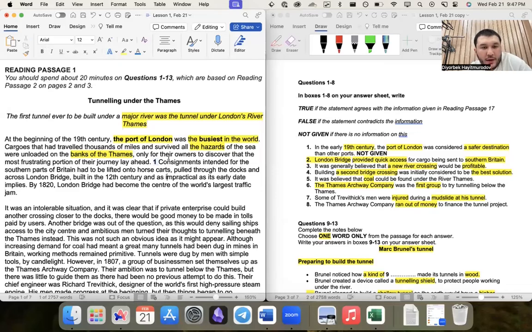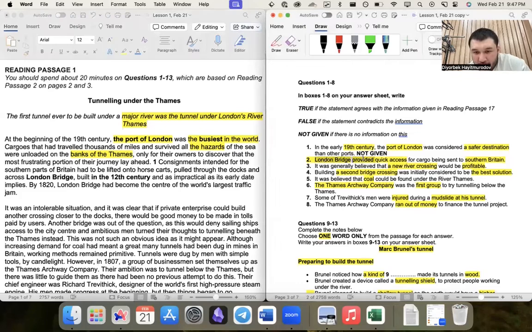Let's continue. The consignments intended for the southern parts of Britain had to be lifted onto horse carts. You put them on horse carts, pull them through the docks, and across London Bridge. London Bridge was built in the 12th century and was as impractical as its early date implies. This whole process might be impractical, but that's what they do.